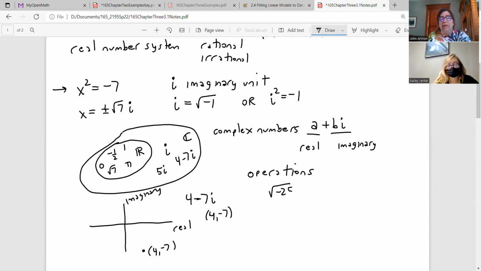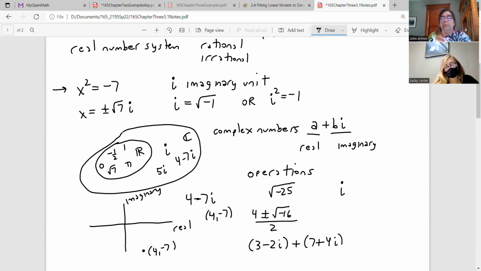Can you write a square root of a negative number using the imaginary unit? Can you take an expression like this and simplify it? Because this is what you get maybe when you solve a quadratic equation. Can you take two complex numbers and add them together? Can you subtract them? Can you multiply them? Can you divide them? So we need to make sure we can do all those operations.